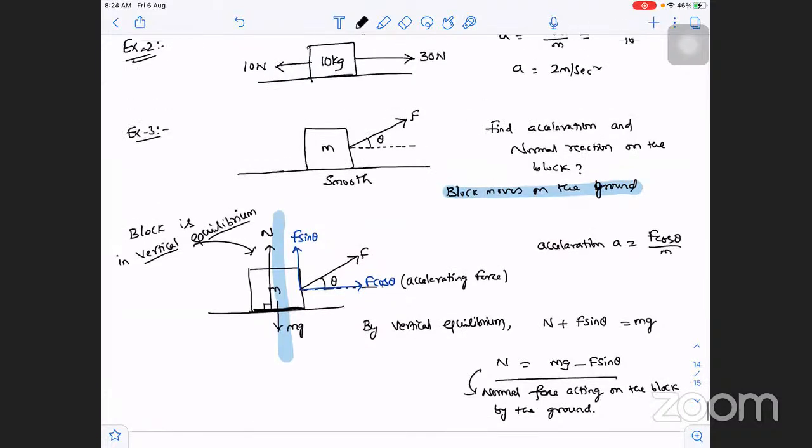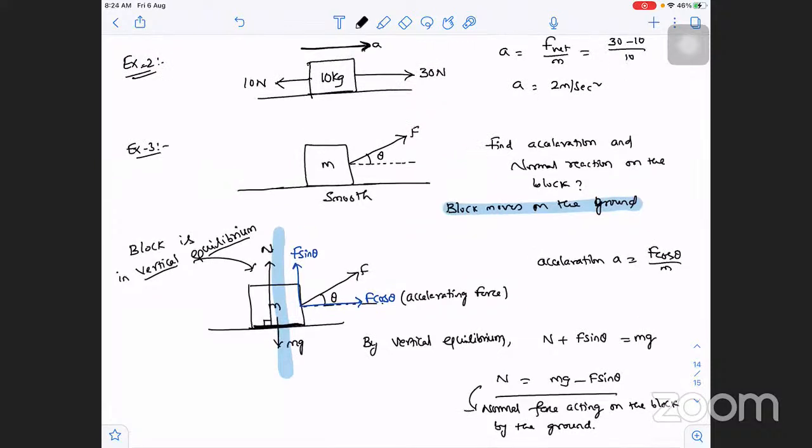Okay, so let me know if anyone wants to copy previous example 2 or example 3, you are able to see. If you want to copy example 1, let me know, I'll show that. First copy this. So like this, whenever forces are acting, you have to identify which are the accelerating forces, which forces cause the motion, and which forces will cancel out. So you have to identify that.